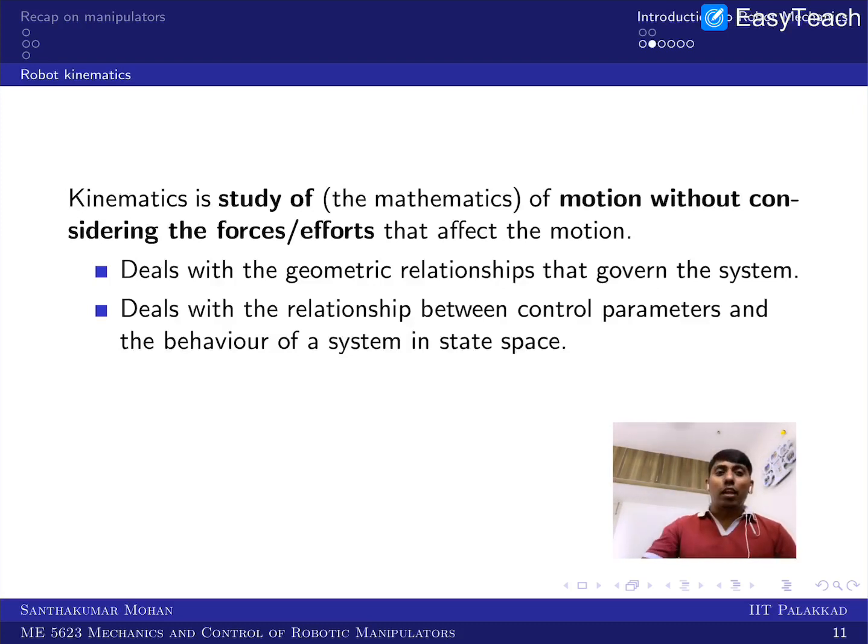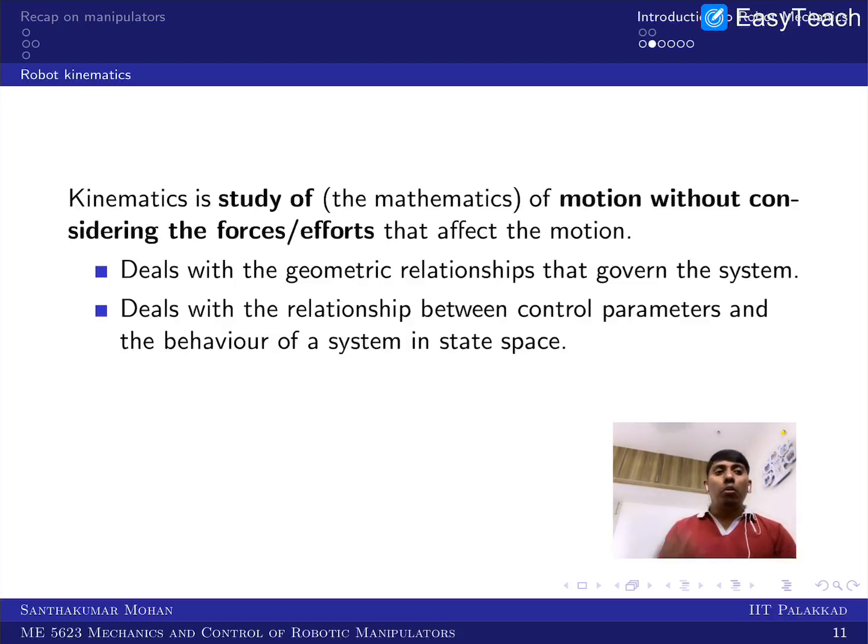We'll see detail about dynamics a little later, but right now let's see what kinematics is. Kinematics is nothing but the study of motion without considering the forces or effects that affect the motion. We all agree. Why is it required? Because this is going to give you the governing equation. The governing equation usually gives you the relationship between the control parameters and the behavior of the system.